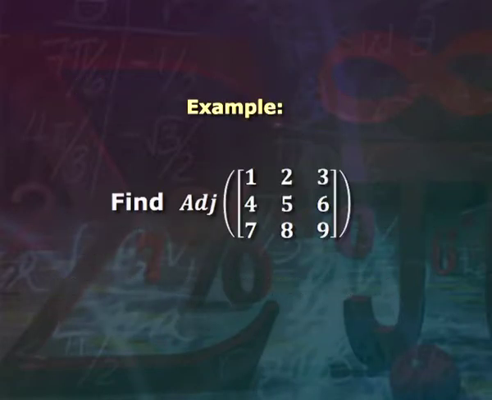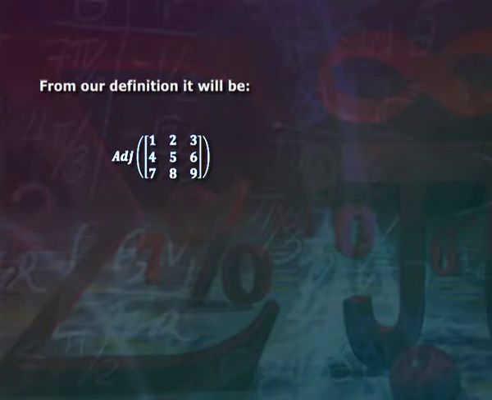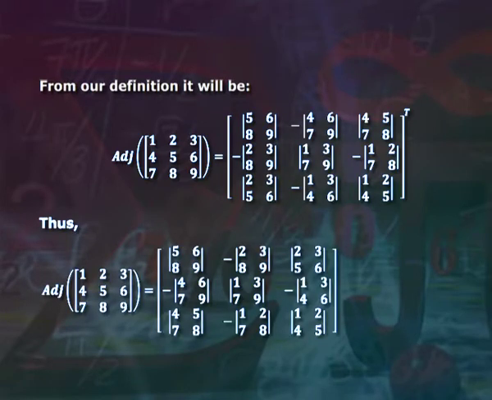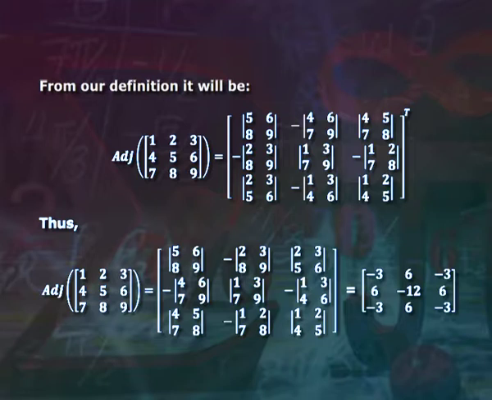Example: find adjoint of the matrix [1, 2, 3; 4, 5, 6; 7, 8, 9]. From our definition, the adjoint of the matrix [1, 2, 3; 4, 5, 6; 7, 8, 9] will be the matrix having the entries as the determinants as shown, which is equal to the matrix [minus 3, 6, minus 3; 6, minus 12, 6; minus 3, 6, minus 3].